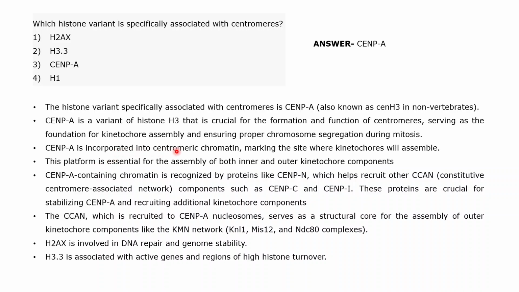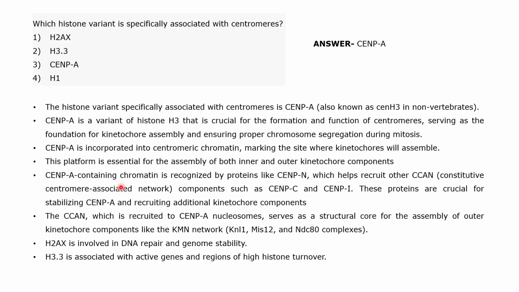It is incorporated into the centromere chromatin, marking the site where the kinetochore is assembled. There should be something that initially binds to the centromere, where the kinetochore should be attached, right? So this particular variant of H3, that is CENP-A, helps to promote this function, and it is essential for assembly of both inner and outer kinetochore components. You know that the kinetochore does not exist as a single fraction, but consists of two components, inner as well as outer kinetochore components. As far as I recall, the mitotic spindle attaches to the inner kinetochore components. Please check that out also.